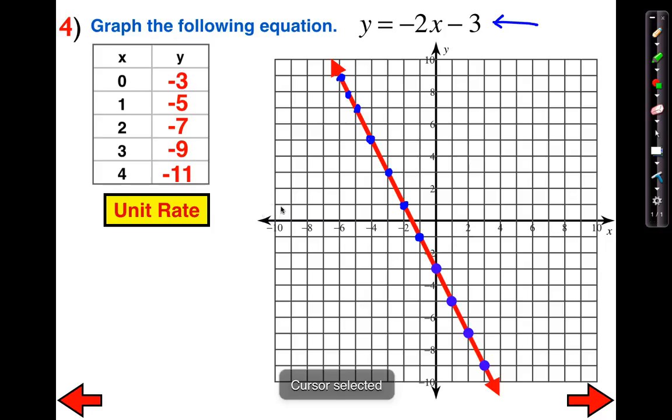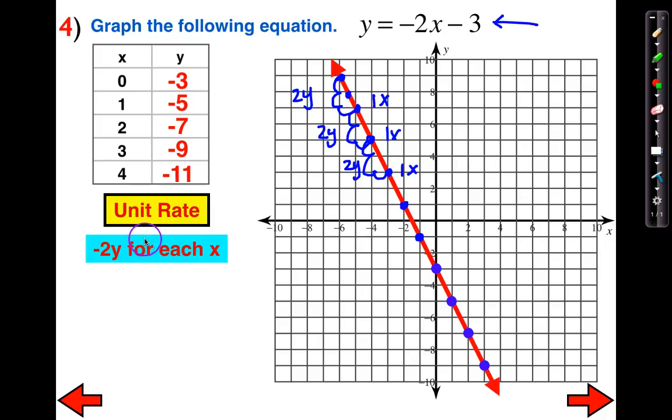Okay, so back to what we're talking about. Let's talk about our unit rate. Here we're going to see that it's going down 2y for each 1x. Again, it's going down 2y for each 1x. So hopefully you're seeing the pattern. So my unit rate, I'm going to say it's -2y for each x.